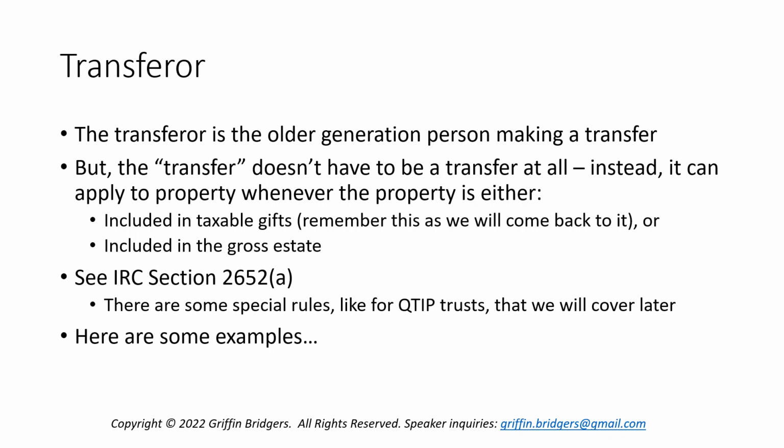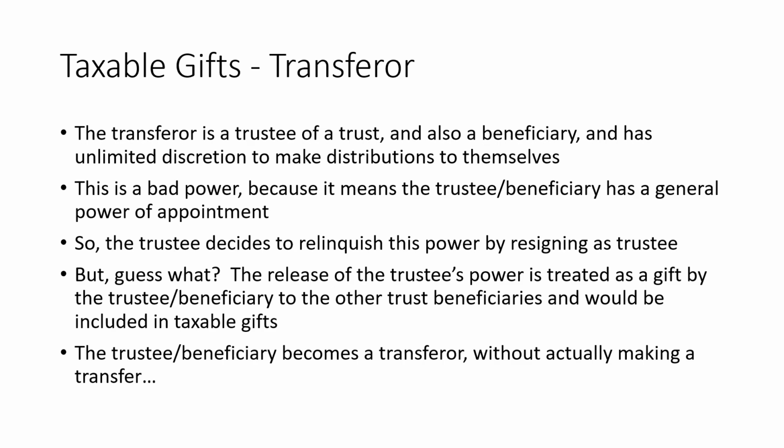As we're going to see later, in Code Section 2652(a), we learn that the concept of transferor can be fluid, and there can be some special rules, like for Q-TIP trusts, that we will cover later. But for the time being, I think it's important to note that there are some examples that go beyond a mere direct transfer of property to a skip person potentially.